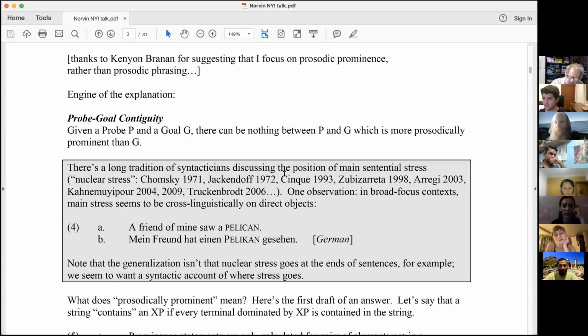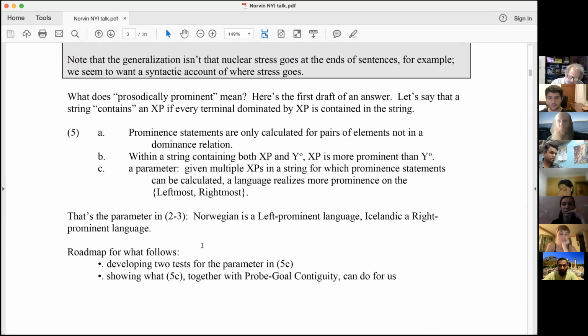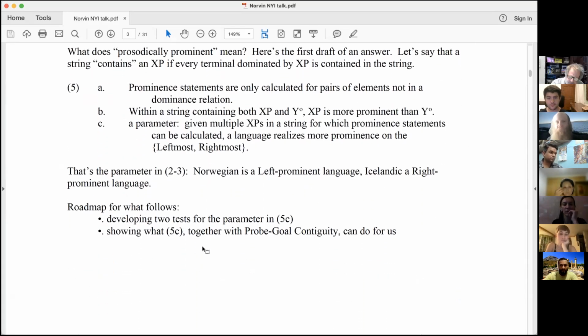There's a long tradition of syntacticians talking about prosodic prominence and talking about where main sentential stress goes. And this is going to sort of fit into that long tradition. Okay, what do I mean by prosodic prominence? Here's a first draft of an answer.